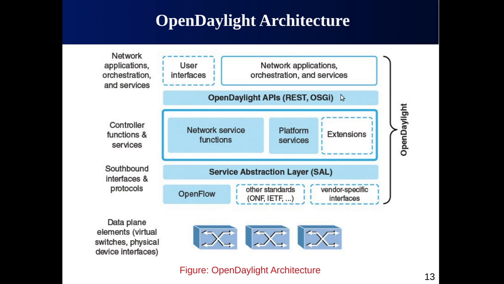I will try to explain most of the components of this architecture. The first thing is that this architecture consists of 5 layers: 1, 2, 3, 4, and 5. Beneath this architecture, at the bottom, we have the switches. We have the data plane. So first, let us see network applications, orchestration, and services.